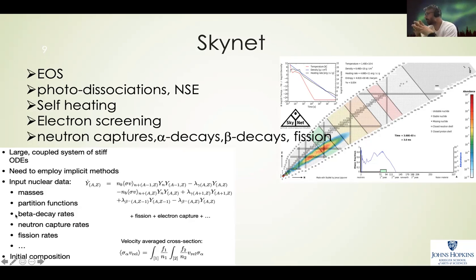It's a nice review of the code, and I will use the version involving almost 8,000 nuclides and more than 1.5 × 10^5 nuclear reactions. Skynet includes all the equations of state we know, and you can also add self-heating and electron screening, and all the nuclear reactions we know, especially the weak interactions such as beta decay.